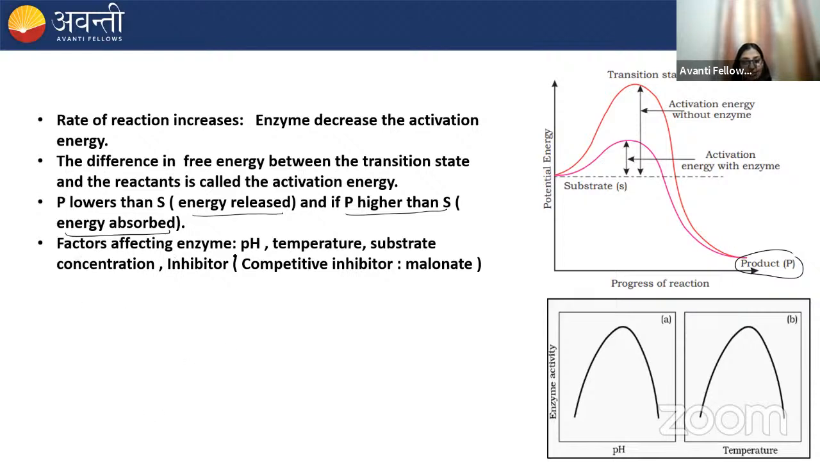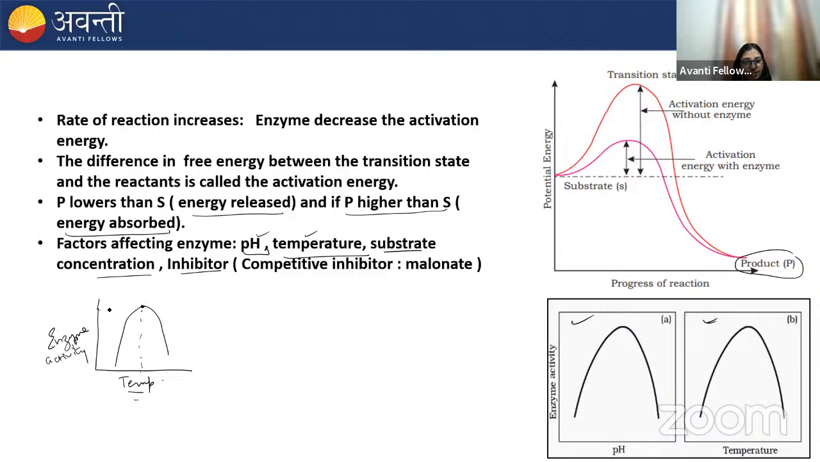And there are many factors which affect the enzyme. There's pH, temperature, substrate concentration, and the inhibitor. First, we are going to discuss pH and temperature. In pH and temperature, we obtain the bell-shaped curve. So here in this graph, the y-axis shows the enzyme activity and the x-axis shows the temperature.